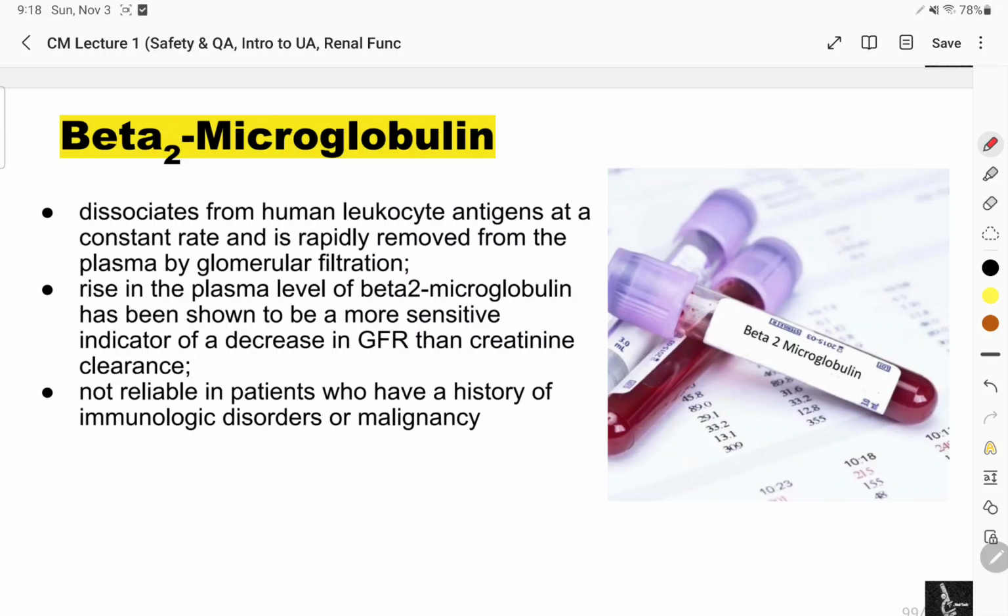But if the patient has an immunologic disorder or malignancy, of course, the results will be false. It is not reliable. So again, where does it dissociate from? Human leukocyte antigen. So, immunologic disorders, okay, immune system, involve the WBCs and all, and malignancy, cancers and all.